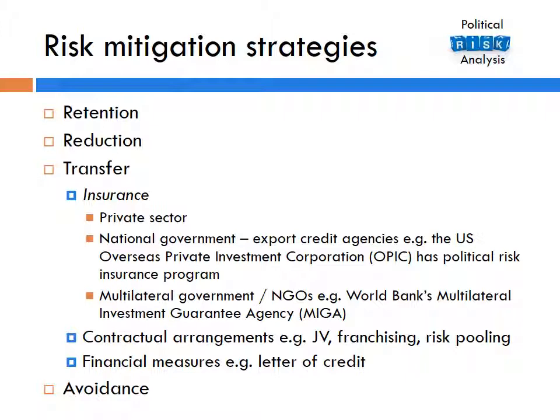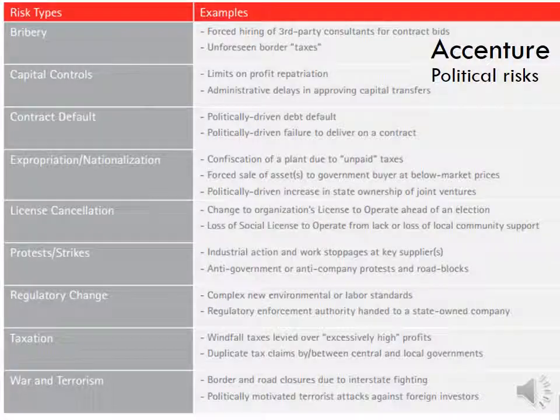Next, contractual arrangements. These include joint ventures, franchising, and risk pooling. Lastly, financial measures like a letter of credit from a bank to make or receive payment. But the letter of credit is only as robust as the bank itself, and we have seen in the financial crisis how even banks can be risky and collapse. Our final main strategy is avoidance. As it suggests, you can just avoid the risky sectors, regions, or clients.